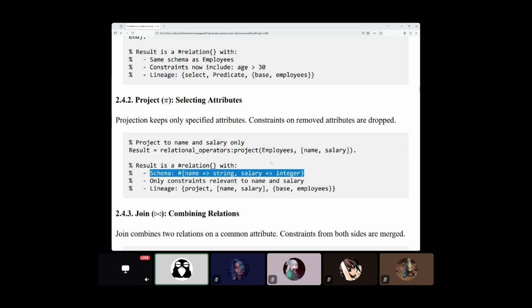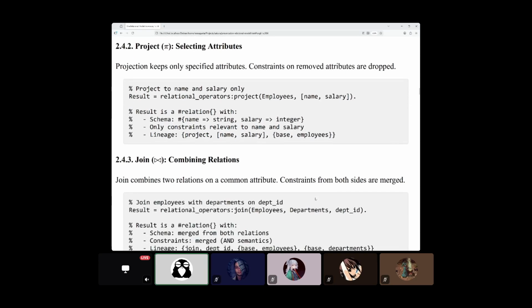Only the constraints that are now relevant for these should be transmitted, right? So if I have a referential integrity constraint on the department ID, so an employee needs to be assigned to a department, well, that is irrelevant for this relation. That is only for the relation employee and department. And then the lineage is essentially just the project with the two elements and the base employees.